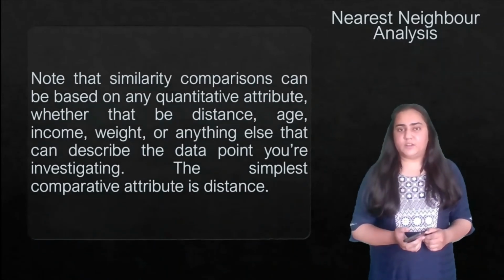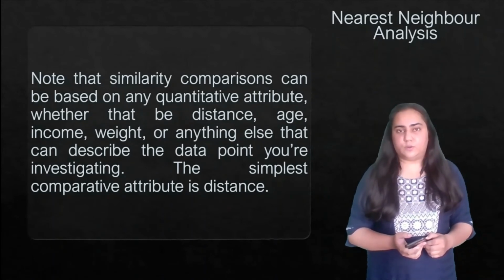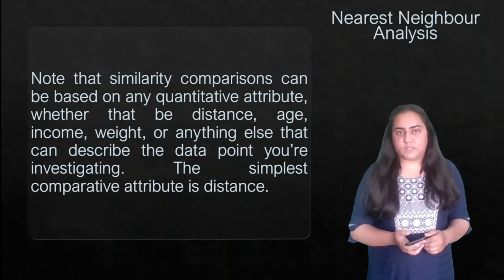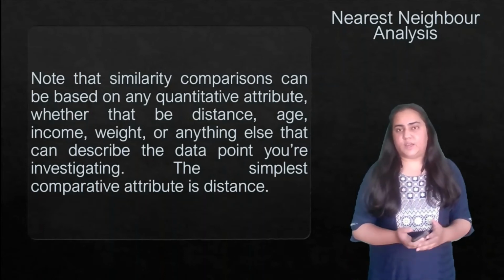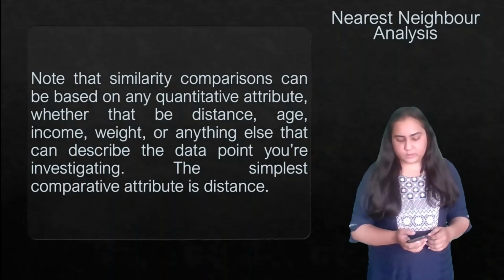Note that similarity comparisons can be based on any quantitative attribute, whether that be distance, age, income, weight, or anything else that you can use to describe the data point you're investigating. The simplest comparative attribute we have is distance, of course, which is why we create scatter plots and try to plot data and find the nearest distance.